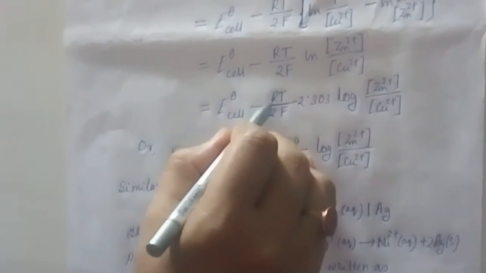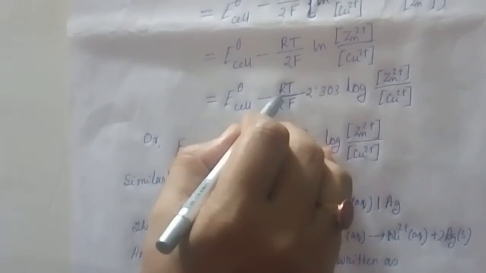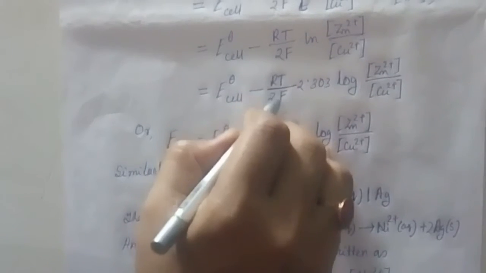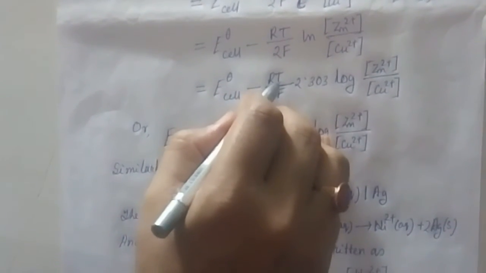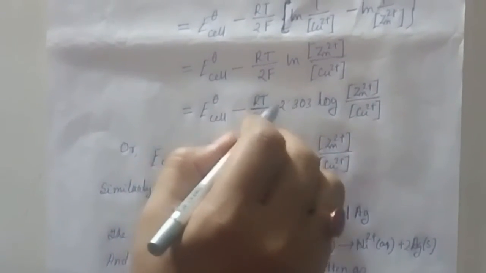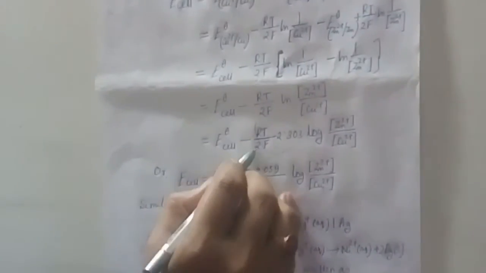So if you put the value of R, value of T, value of F, those values are already known. T means the room temperature. If you consider that and multiply by 2.303, that ultimately comes to 0.059. So here 2 is the value of n. If you see the cell reaction of the Daniell cell, then 2 moles of electrons are transferred there. So that's why this is the 2.